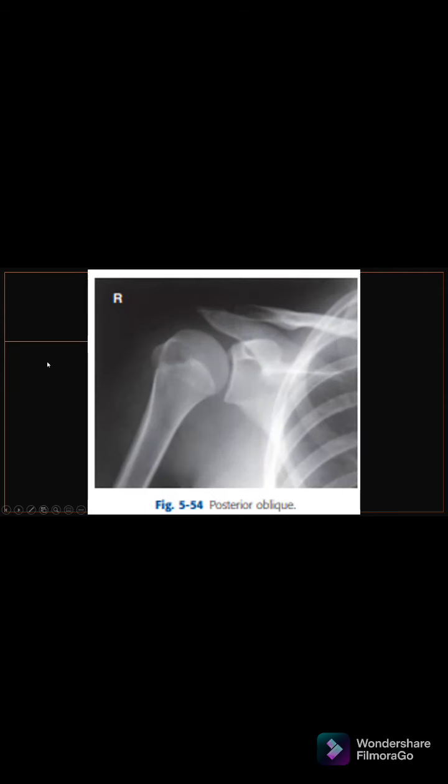Then next up is the Grashy method. So for the Grashy method, the structure shown is the acromion, scapulohumeral joint, the glenoid cavity, the humeral head, the acromial end, the scapula. Ito ang coracoid process.